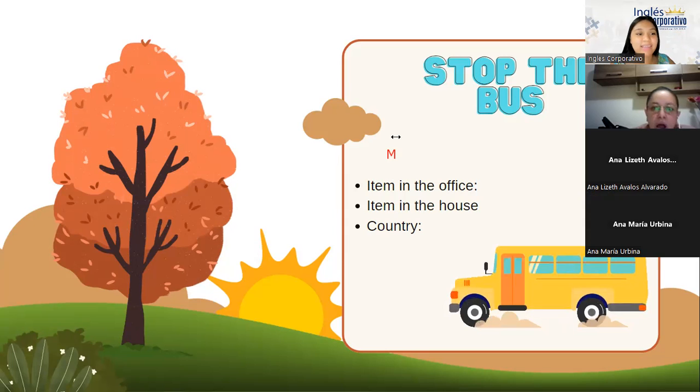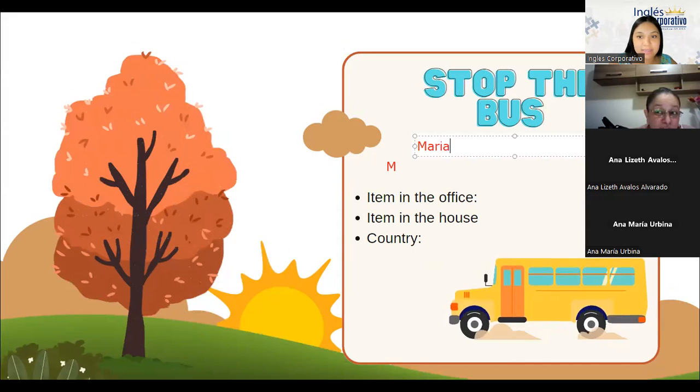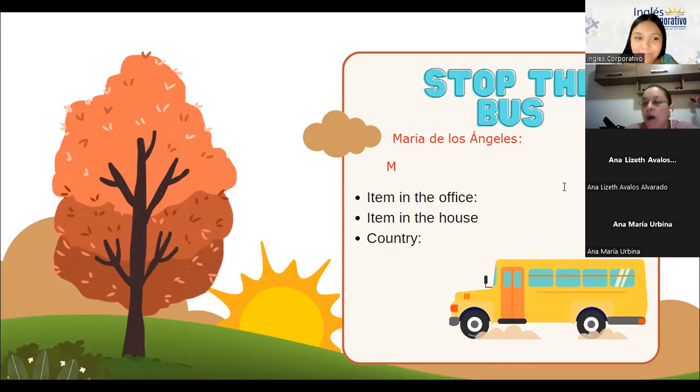Mexico. Okay. House, mansión. Okay, a mansion. I don't know, it's in the office. An item in the office. ¿Y el objeto en la oficina? Mouse. Excelente. Okay, very good. Excellent. Finally.